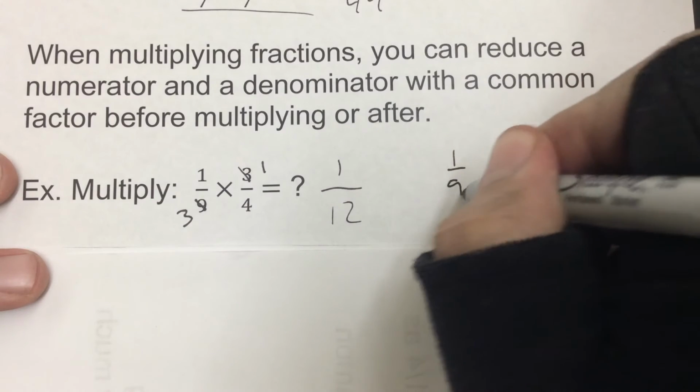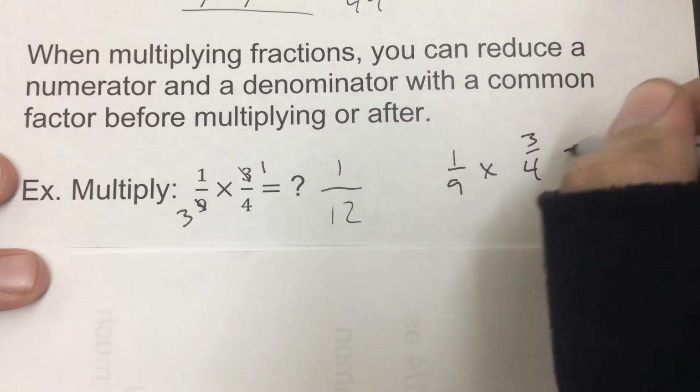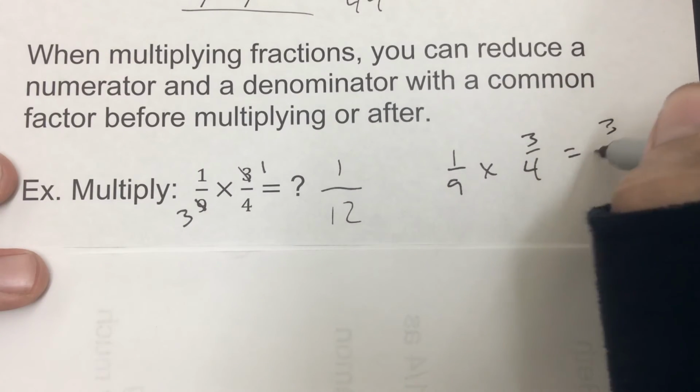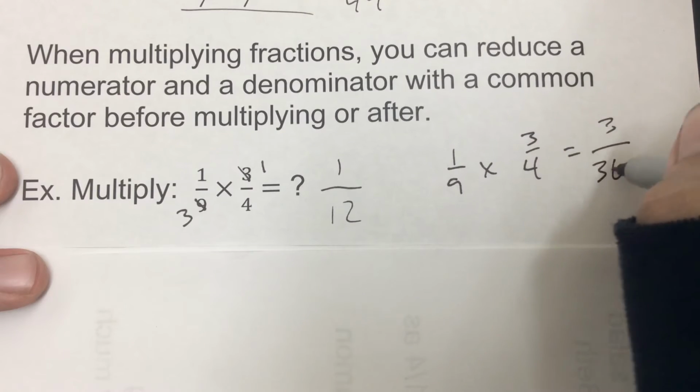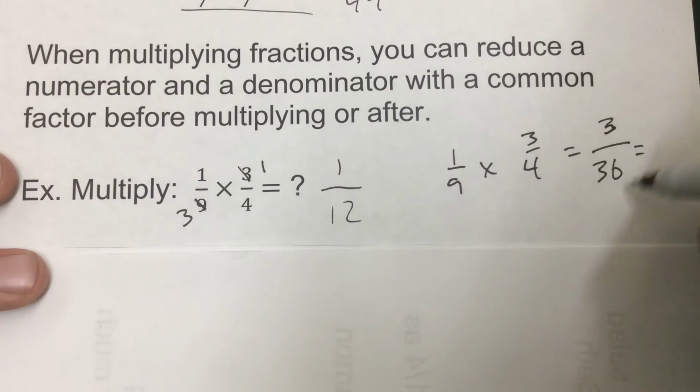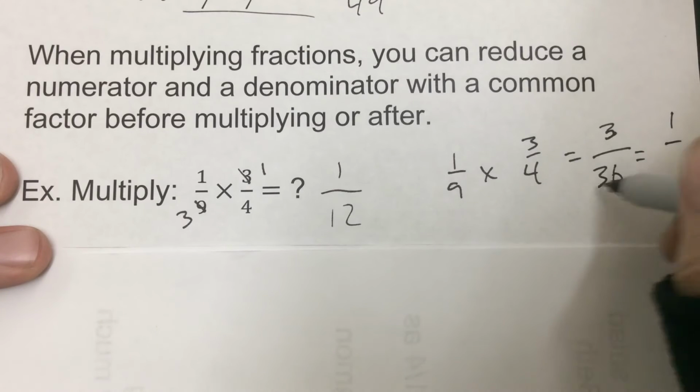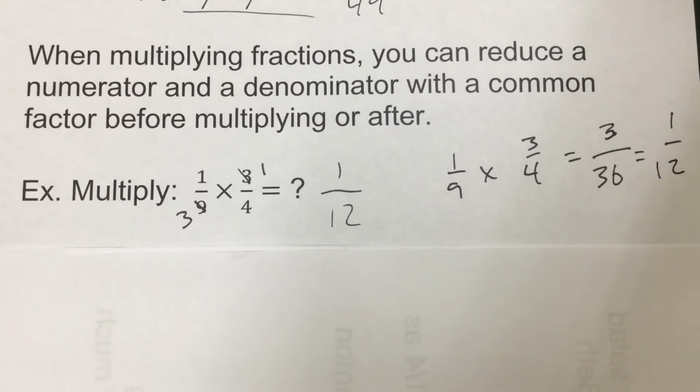Now, if I would have done 1/9 times 3/4, 1 times 3 is 3. 9 times 4 is 36. I can divide them both by 3 and get 1 over 12. So, either way, you're going to get the same thing.